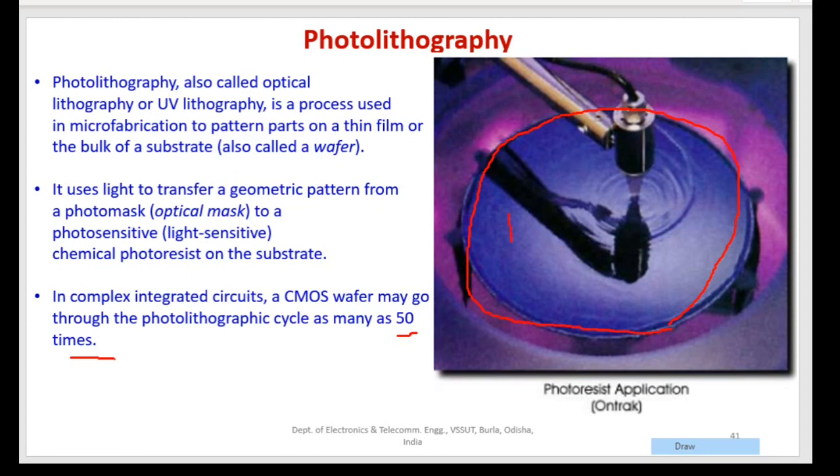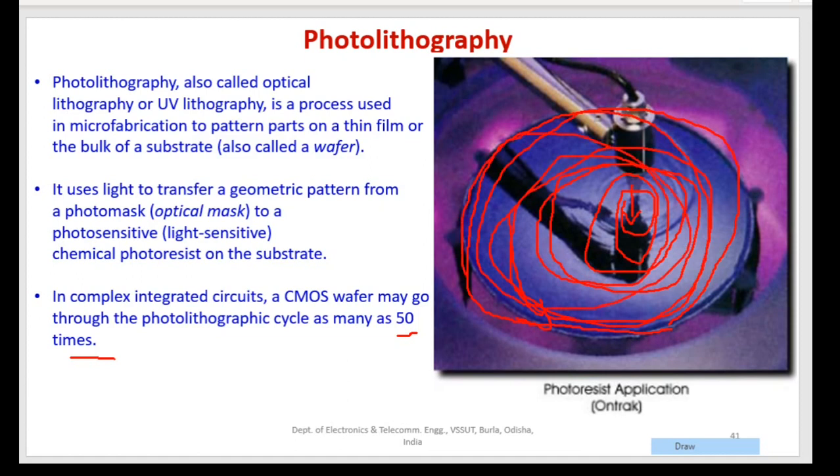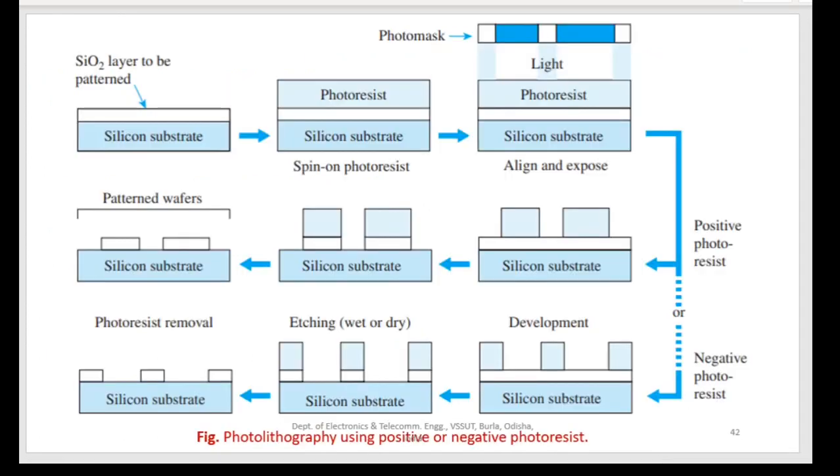Okay, and this is rotated, and while it is rotated, some amount of photoresist material is spilled in the center of this. Okay. And because of the centrifugal force, this photoresist material gets evenly distributed on the area of this circular wafer. So this will get evenly distributed like this, and after it is deposited over the surface, we can go for the patterning that we have already seen. Fine.